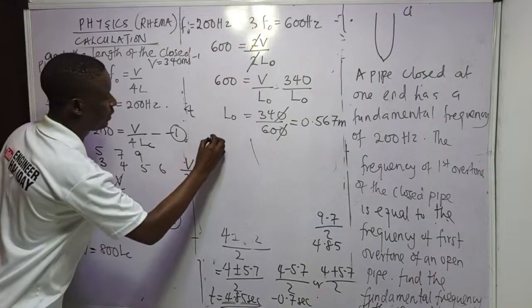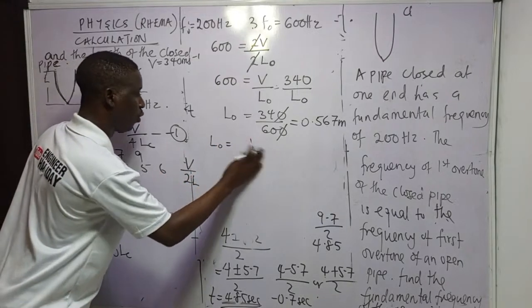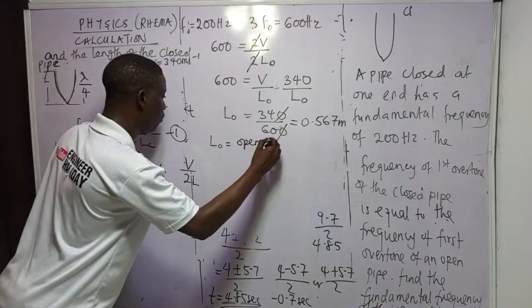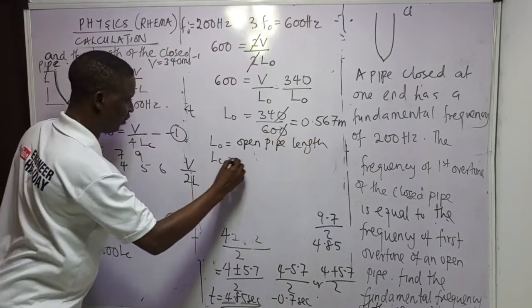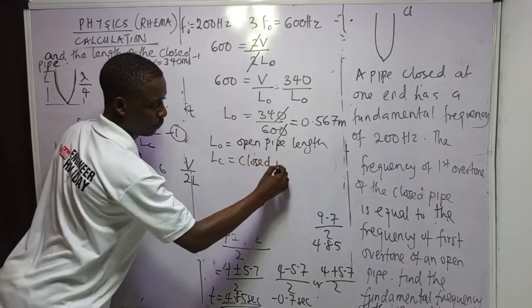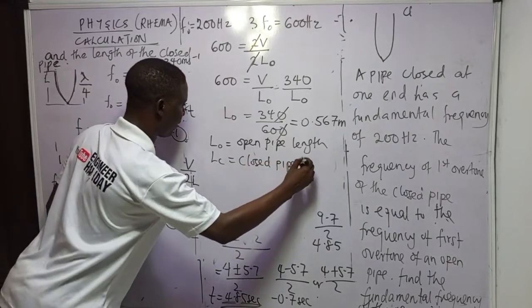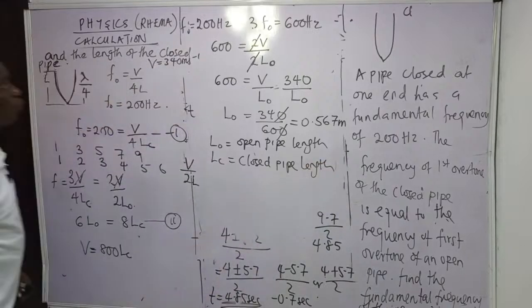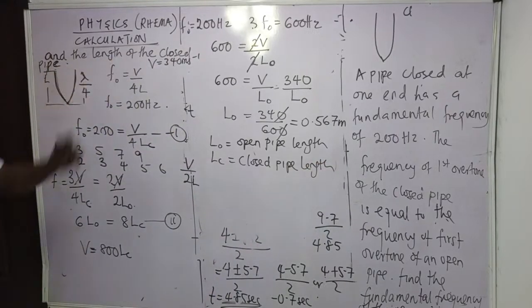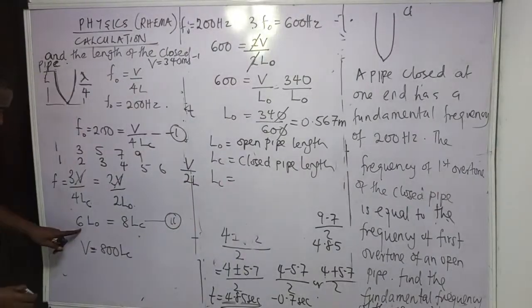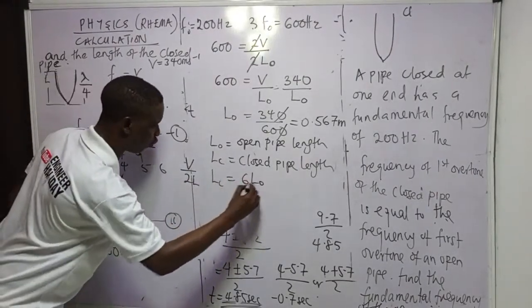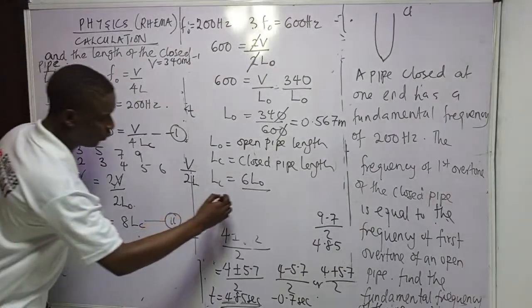Then L naught is what? The open pipe length, don't forget. Then Lc is the closed pipe length, so that you don't miss it. So what we are looking for now is the length of the closed pipe. So the closed pipe will now be Lc equals 6 L naught over 8.